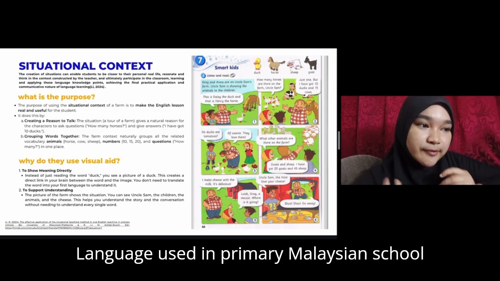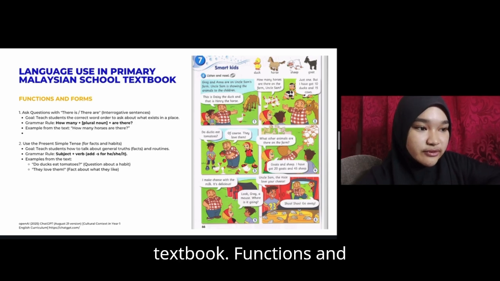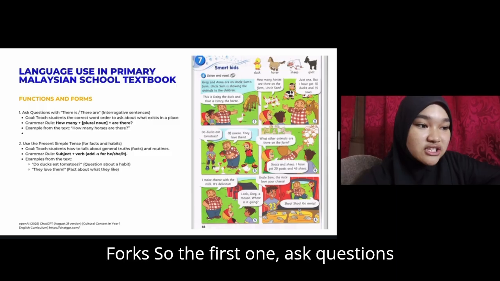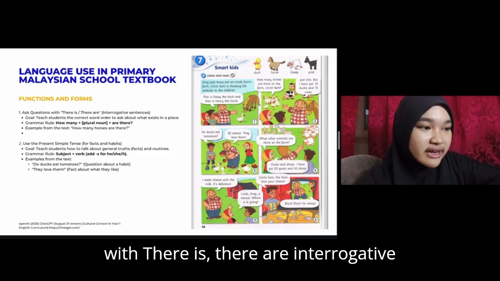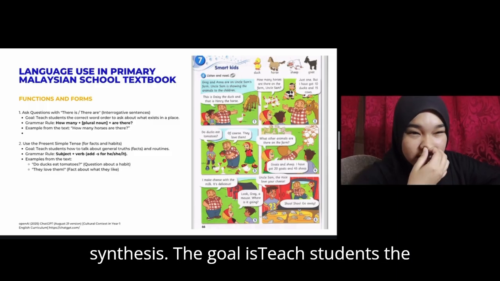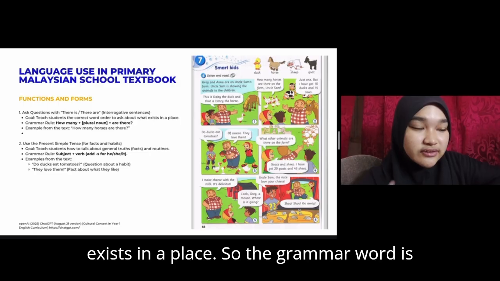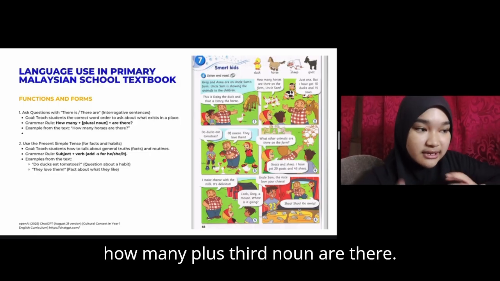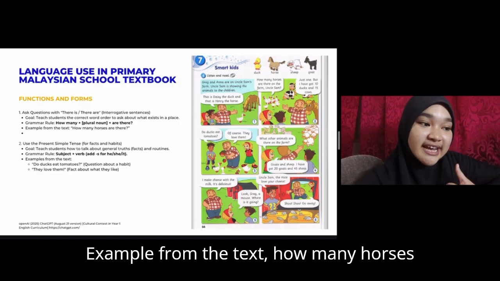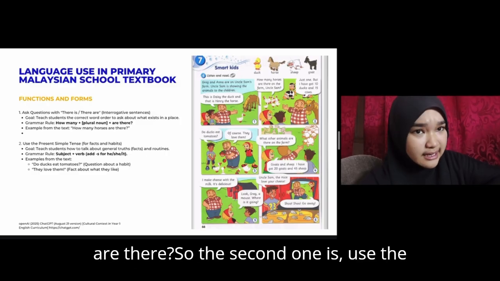Language used in primary Malaysian school textbooks: functions and forms. So the first one, ask questions with there are, interrogative sentences. The goal is to teach students the correct word order to ask about what exists in a place. So the grammar rule is how many plus plural noun plus are there. Example from the text: how many horses are there?